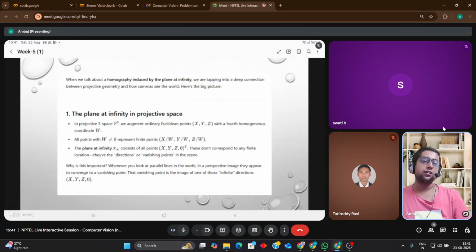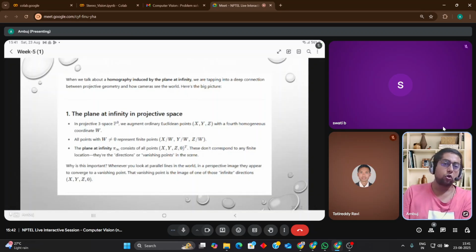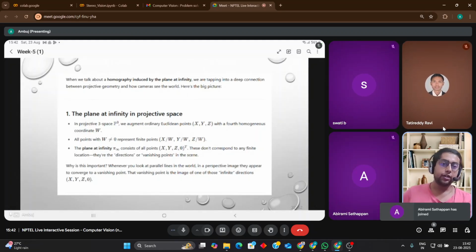Then we are saying that all points which belong to w not equal to 0 represent the finite points. The plane at infinity, pi at infinity, consists of all the points that don't correspond to any finite location. Very, very important: when you look at parallel lines in the world in a perspective image, they appear to converge to a vanishing point. This vanishing point is the image of one of the infinite directions.